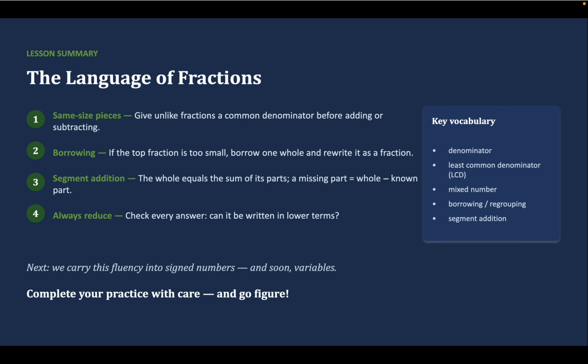Okay, today's summary, the language of fractions. So number 1, you want same size pieces. So unlike fractions need a common denominator before adding or subtracting. When you're borrowing, if the top fraction is too small, you want to borrow a whole and rewrite it as a fraction. For segment addition, the whole equals the sum of its parts. And you can always find a missing part by subtracting a known part from the whole.